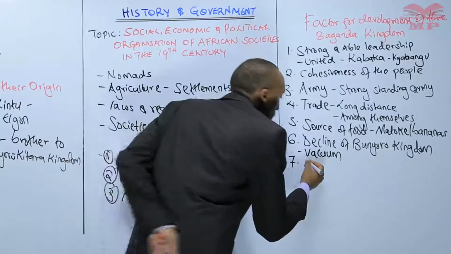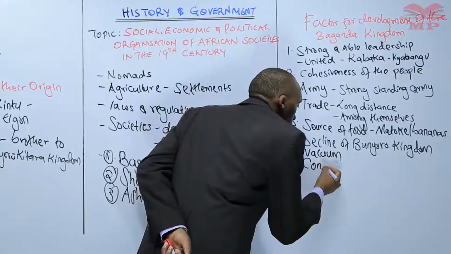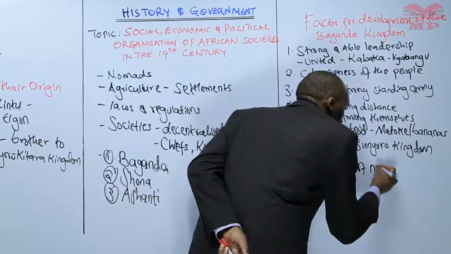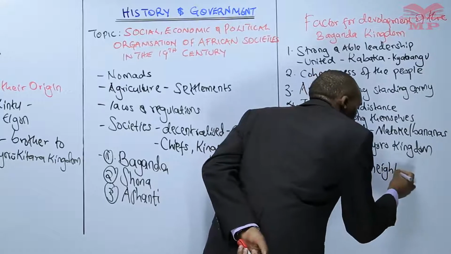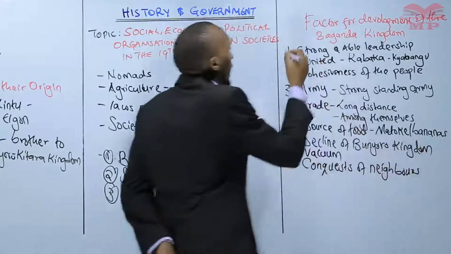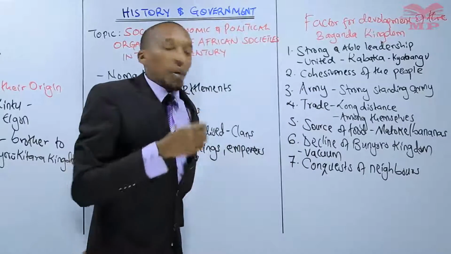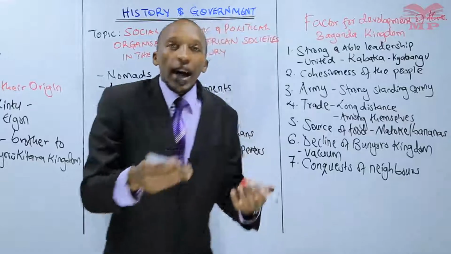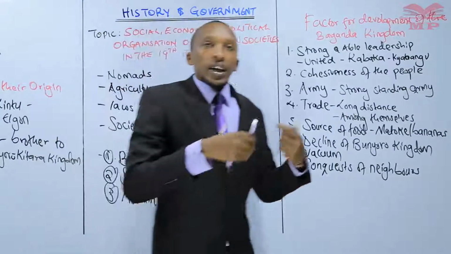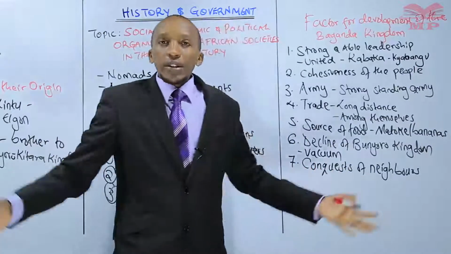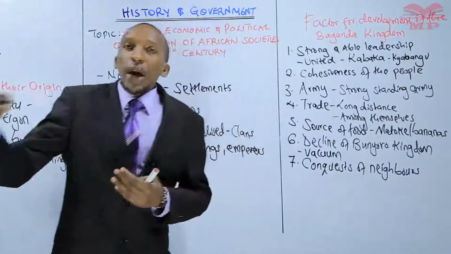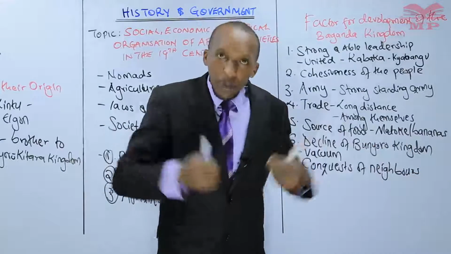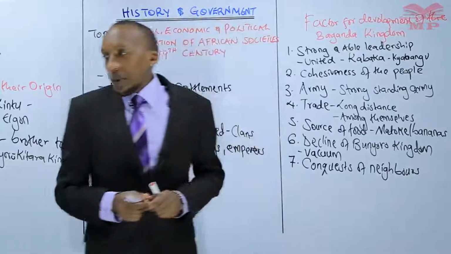And then the second last factor we are going to look at is the conquest of neighbors. Because of the army that they had, the Baganda people were able to conquer and overcome their neighbors, thus expanding their kingdom. As they expanded to other areas, they were able to get tribute and people to respect them.